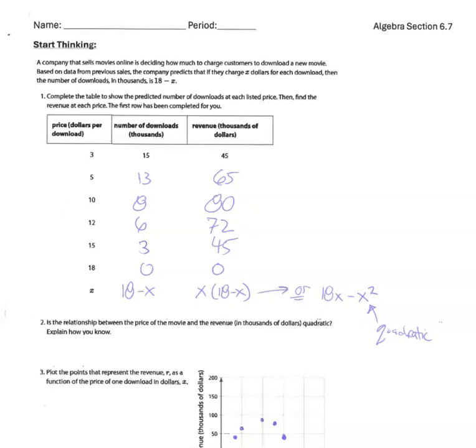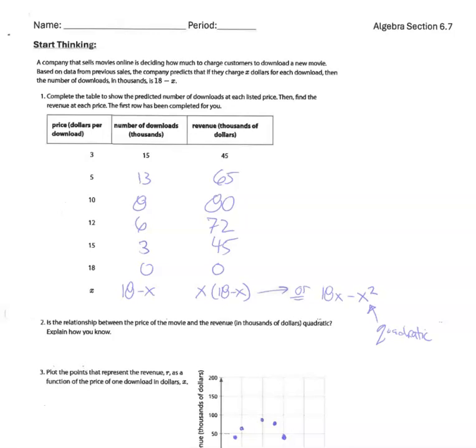Next question says, is the relationship between the price of the movie and the revenue in thousands of dollars quadratic? Explain how you know. So our go-to method of figuring out if something is going to be quadratic is looking at the second difference. The problem here is the second difference rule only works if you are looking at consecutive numbers. So here it goes from 3 to 5 and then from 5 to 10. Those aren't consecutive numbers. So if you look at the second difference, they are not going to be the same.